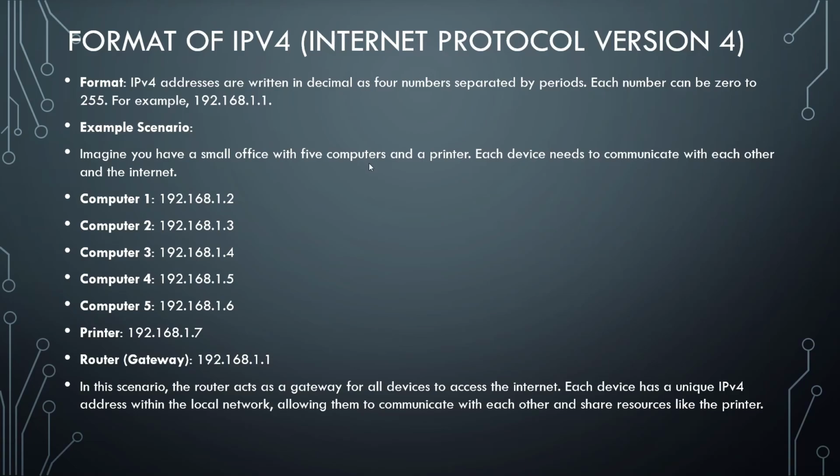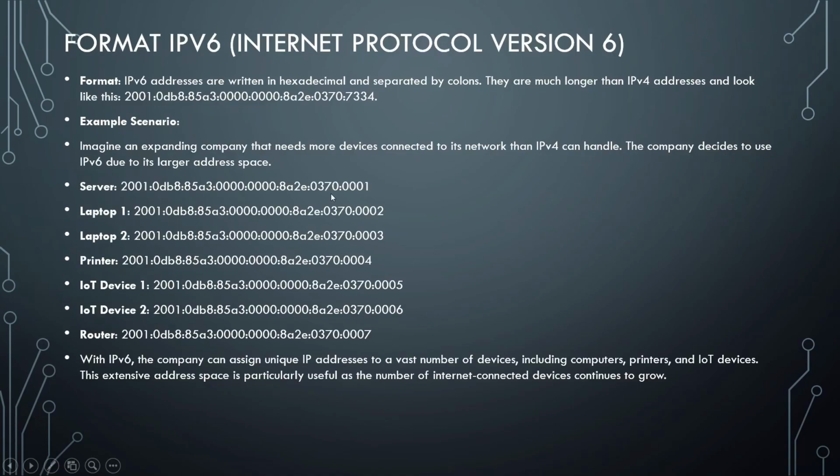Now we can understand the format of IP version 6, Internet Protocol version 6. So here's the format of IP version 6. Now imagine that you are expanding the company and it needs more devices connected to its network than IP version 4 can handle. This is where IP version 6 comes in. With IP version 6, the company can assign unique IP addresses to a large number of devices, ensuring smooth communication and connectivity.